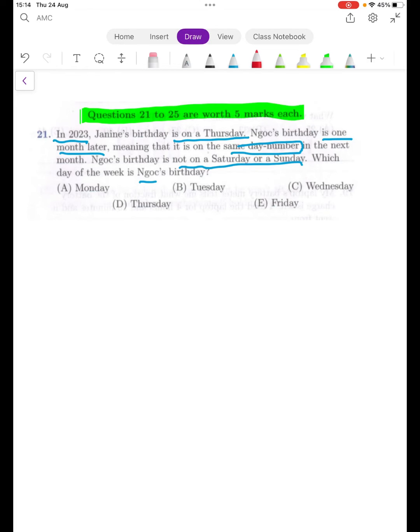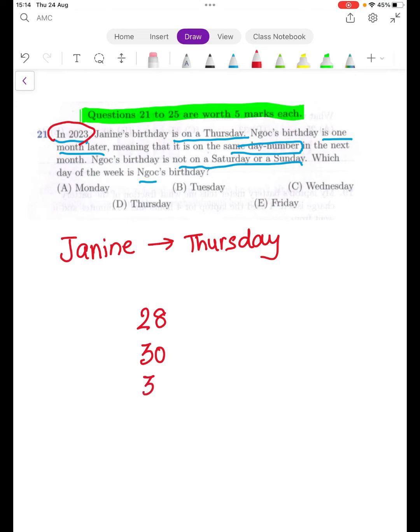Now, we don't know which date is Janine's birthday, but we do know, let me write it down, Janine's birthday is on a Thursday. Now, because Knox's birthday is exactly 1 month later and the year is 2023, and 2023 is not a leap year, each month can have either 28 days, 30 days, or 31 days. These are the 3 options.